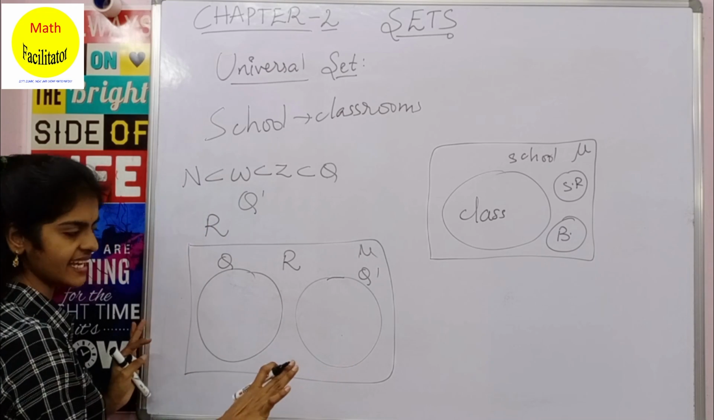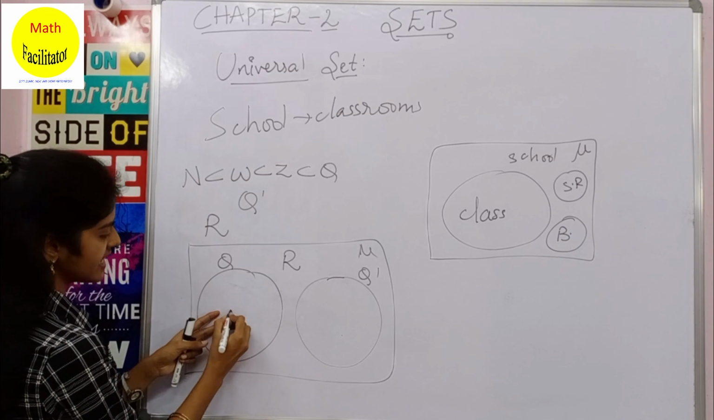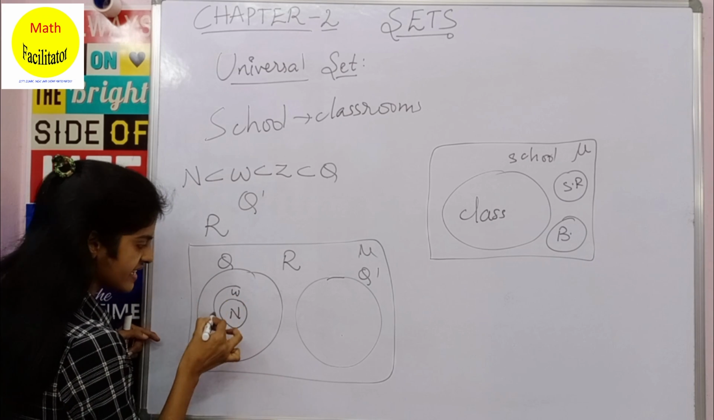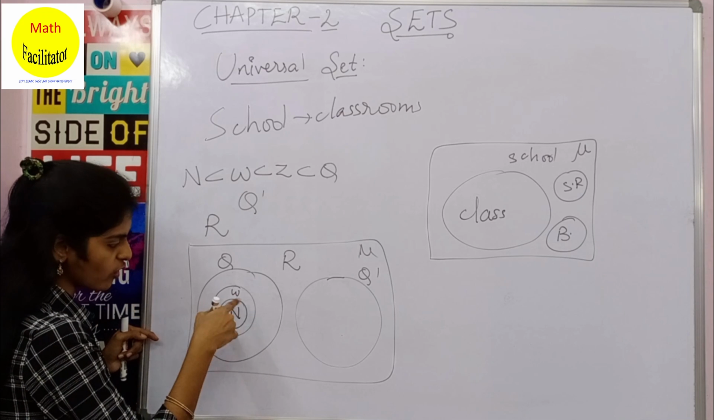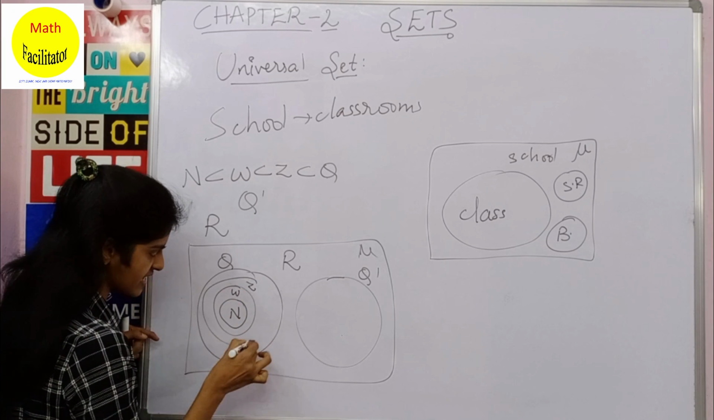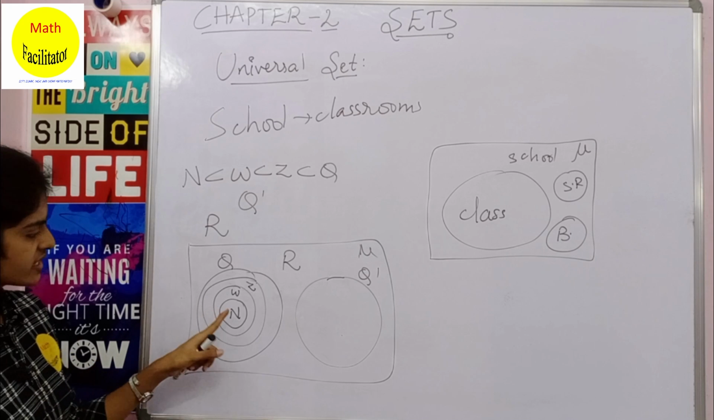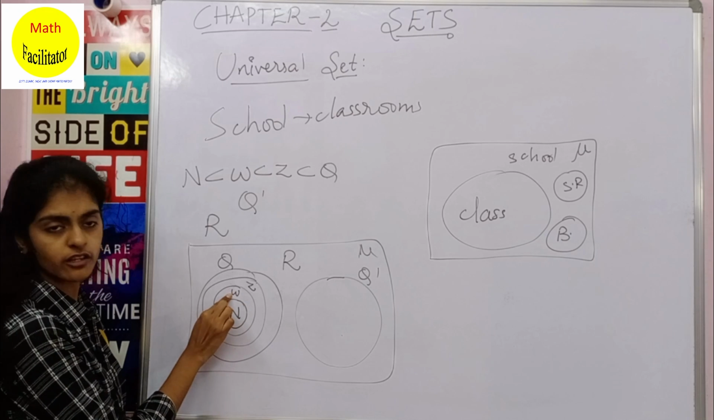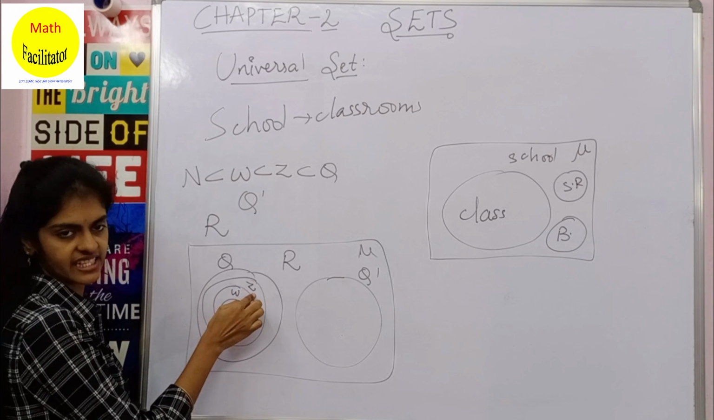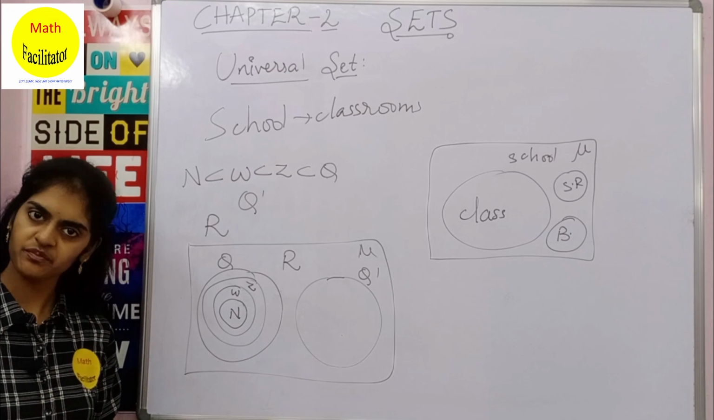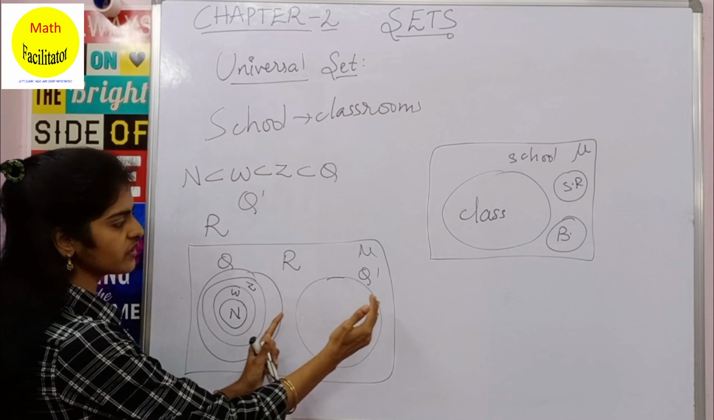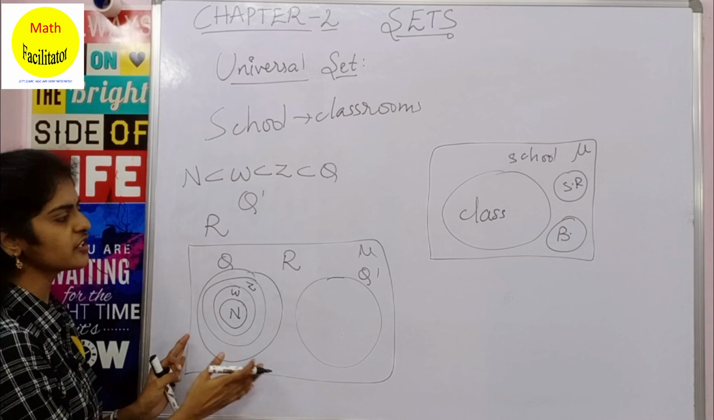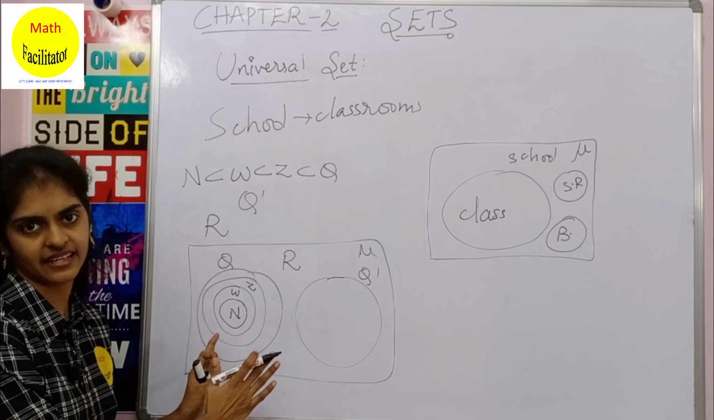So both are different. But in rational numbers you have natural numbers, and all the natural numbers along with 0 are whole numbers, and all the whole numbers along with negative numbers are integers. So natural numbers are a subset of whole numbers, a part of whole numbers. Whole numbers are a part of integers. Integers are a part of rational numbers. Clear? Now rational numbers along with irrational numbers are nothing but real numbers. So this is how you represent the entire number system in one diagram using sets.